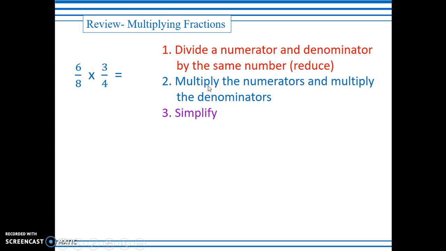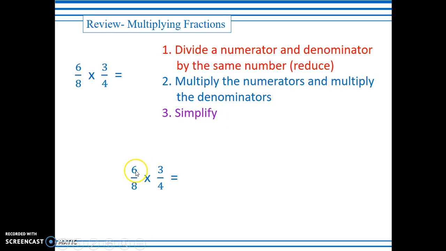So let's review briefly. We had our 3 steps in our procedure. First we reduce, so we divide the numerator and denominator by the same number, and then we multiply both the numerators together, and then multiply the denominators together, and then lastly we simplify.